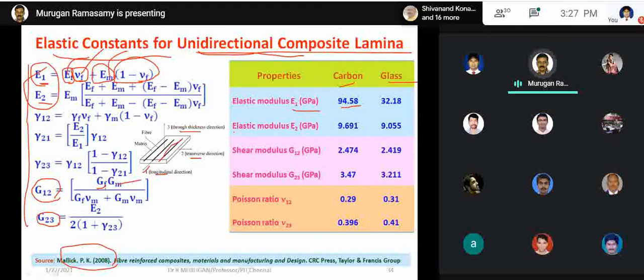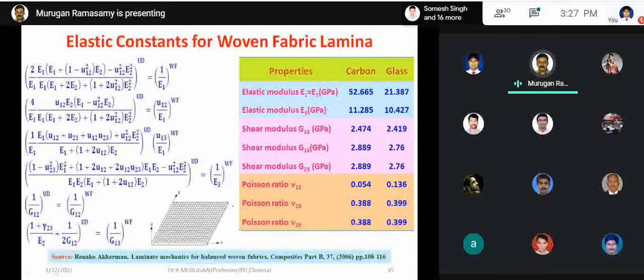But we have used woven fabric lamina for our fabrication. So to find the elastic constants of woven fabric lamina, we have used one more reference, on laminate mechanics for balanced woven fabric. From this reference, we found these equations, which relate the elastic constants of unidirectional lamina and woven fabric lamina. So the elastic constants for woven fabric lamina can be found by using the elastic constants of unidirectional lamina.